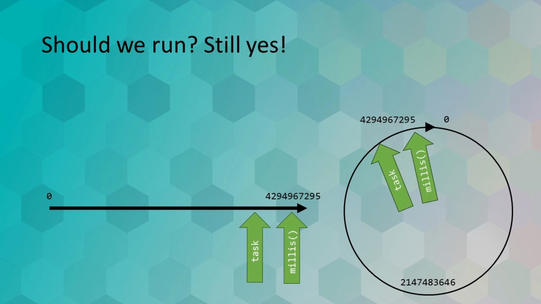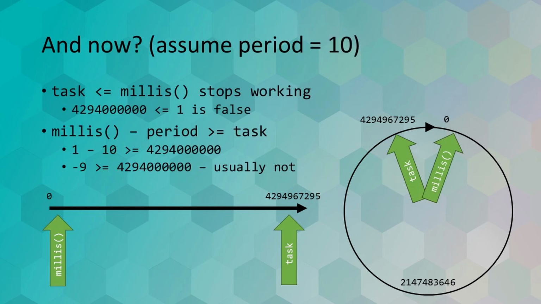Now let's wait a few weeks. We are getting near to the overflow event. Millis is greater than task, so it should run, right? Of course it has. And this is where the fun begins. Just look at the right task clock. What would you say is millis at a later point? I would say yes, but math says otherwise. At least for the straightforward solution.